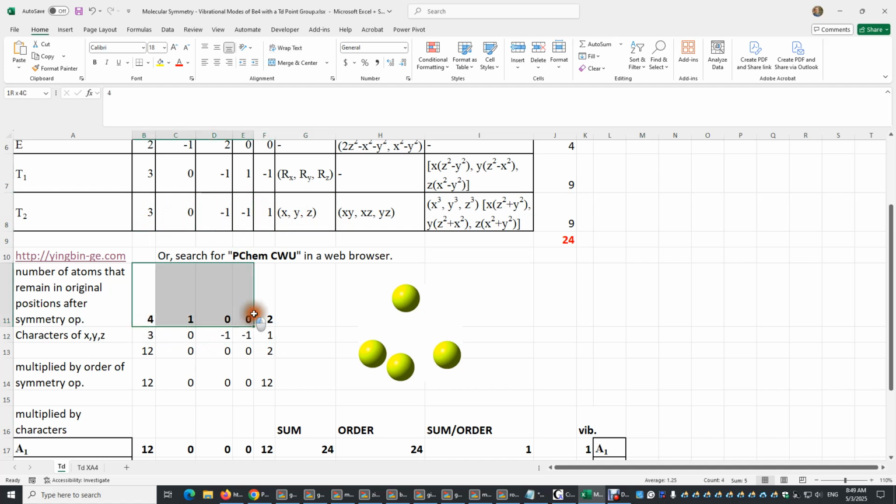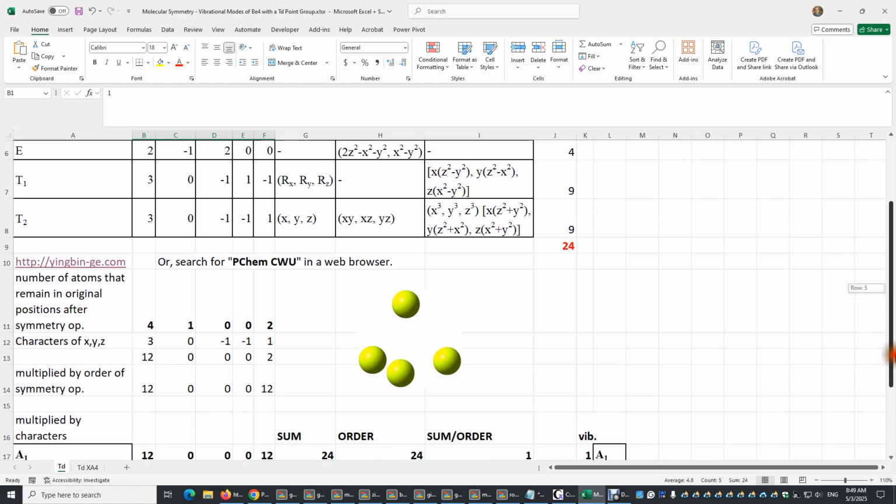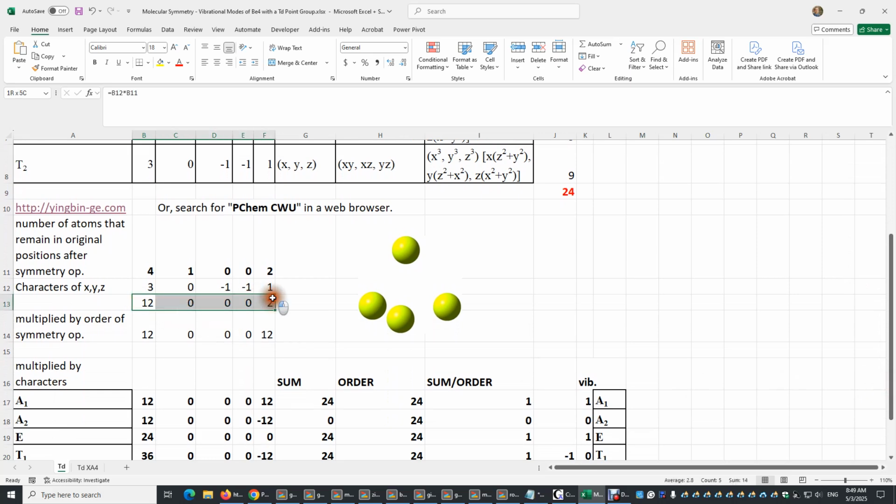Now we multiply these 5 numbers and these 5 numbers correspondingly. We get 12, 0, 0, 0, 2. And then we multiply these 5 numbers with the order of the symmetry operations. It's in the first row, it's 1, 8, 3, 6, 6. So for example, we have sigma D, we have 6 sigma D operations. So after we multiply these 5 numbers with the 5 numbers in the first row, which are the numbers of the symmetry operations that belong to each type, we'll get these 5 numbers, 12, 0, 0, 0, 12.